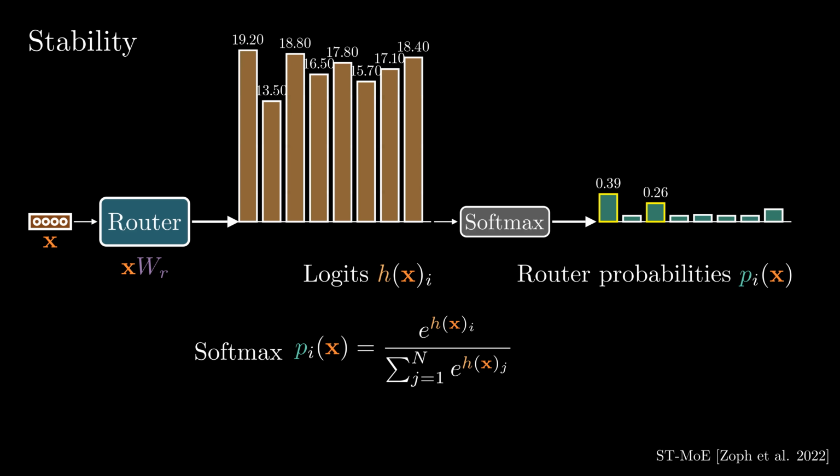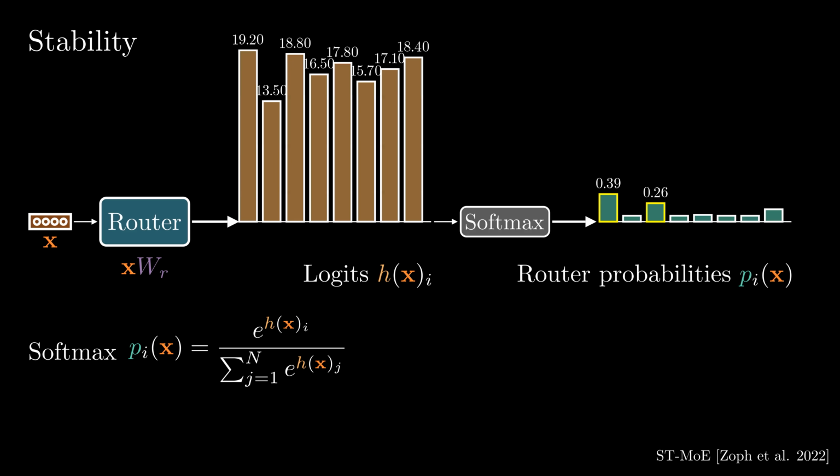Although the router probabilities remain unchanged, the underlying logits can grow without bound. This unbounded growth of logits becomes particularly problematic when using half-precision floating point numbers, float16, which are commonly used to speed up training and reduce memory usage. When the router logits keep increasing due to certain optimization dynamics, they could easily overflow the representable range of numbers and cause training to fail.